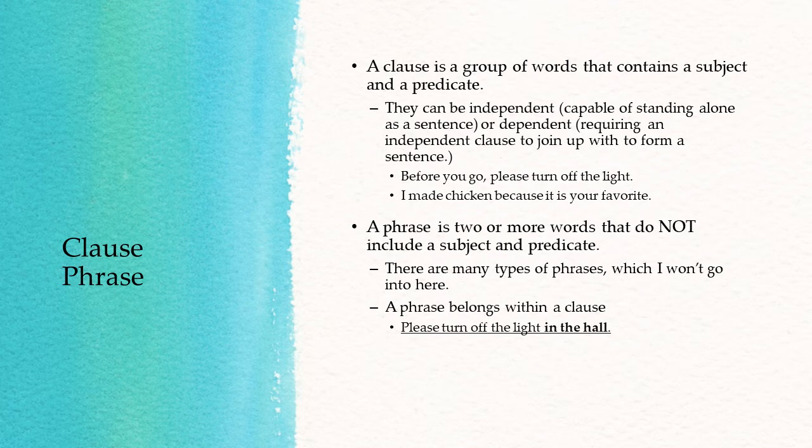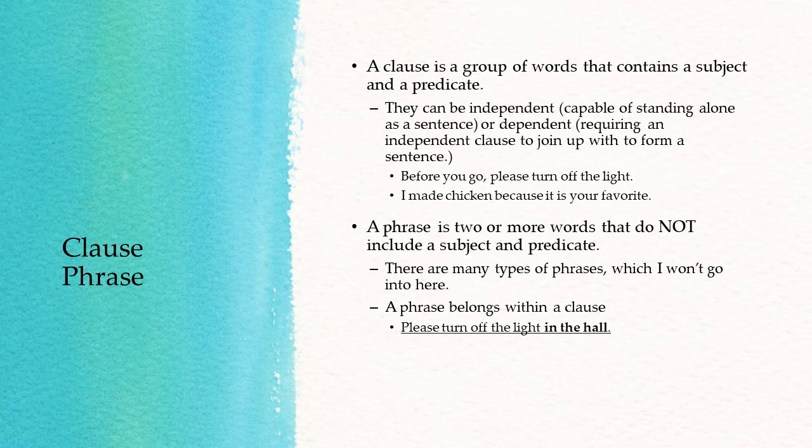The next example, I made chicken because it is your favorite. I made chicken. It has a subject, I. It has a predicate, made. And it's a complete thought, I made chicken. So that's an independent clause. Because it is your favorite. It is the subject, is the predicate, but it's not a complete thought. Because it is your favorite, we're missing something.